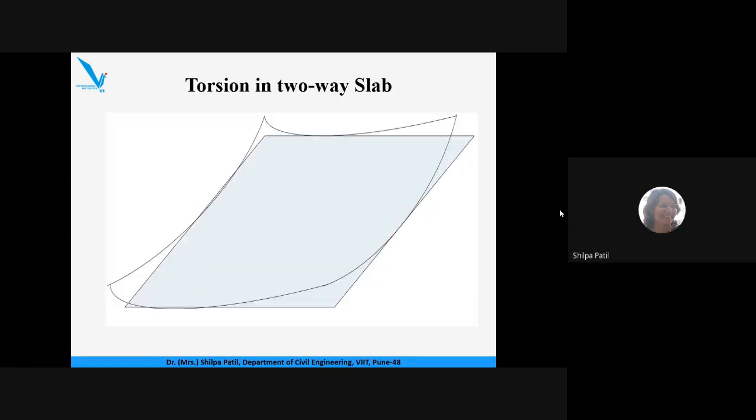Okay, so this is just a picture showing how the four corners of the slab get lifted up when a load is applied on a slab, and when this lifting up of the corner is arrested, the torsion gets developed at the corner of the slab.